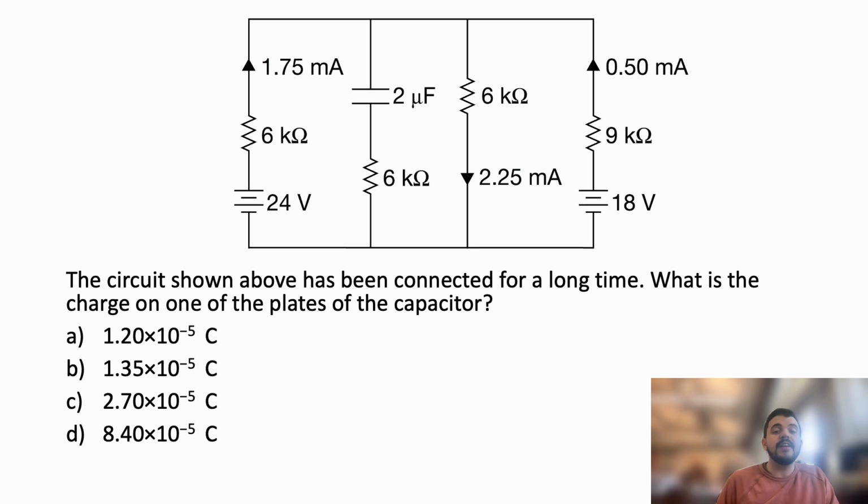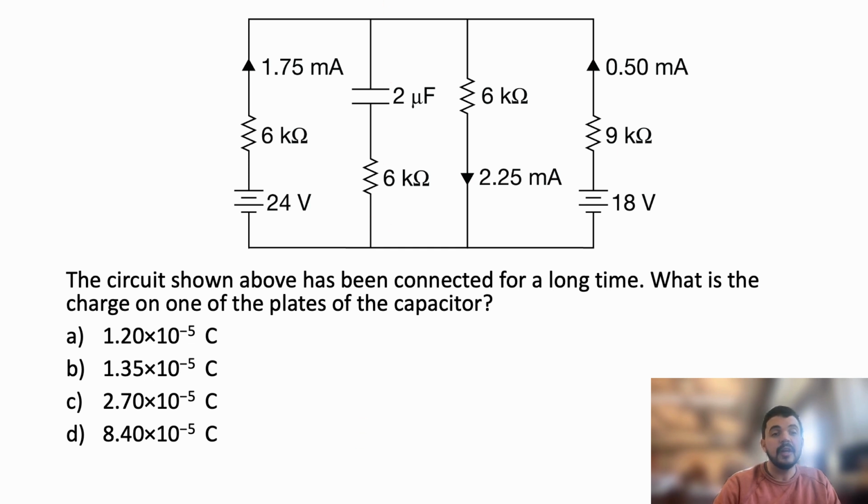The circuit shown above has been connected for a long time. What is the charge on one plate of the capacitor? Take a moment to give it a go. Revealing answers in 3, 2, 1. So first, the words long time are the clue here. We're in a steady state, which means that the capacitor has been charged enough to where it's blocking any current flow through this branch. This branch essentially has no current flow.